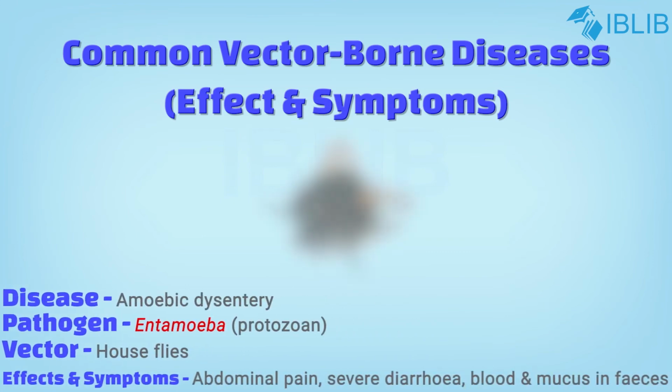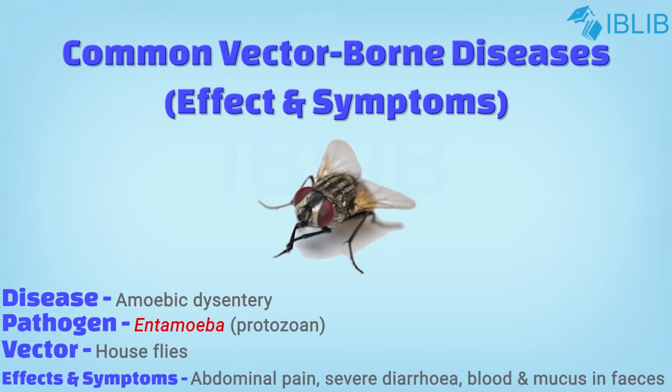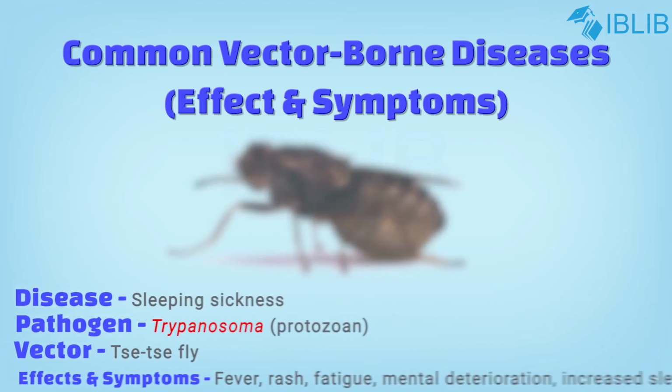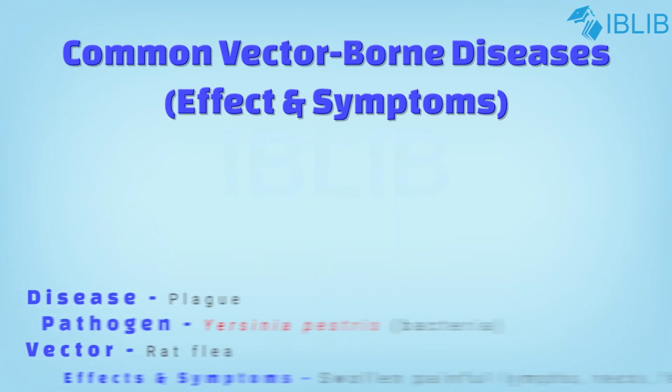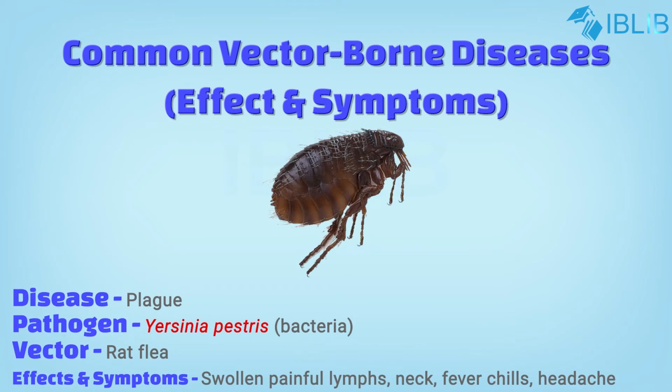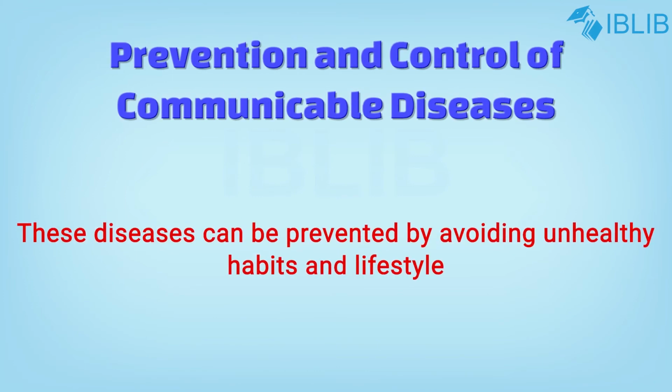Amoebic dysentery. It is caused by Entamoeba. The vector is housefly. The symptoms are abdominal pain, severe diarrhea, blood and mucus in feces. Sleeping sickness. It is caused by trypanosoma. The vector is tsetse fly and the symptoms are fever, rash, fatigue and increased sleep. Plague. It is caused by Yersinia pestis. The vector is rat flea and the symptoms are swollen painful lymph nodes in groins, neck or armpits, sudden fever and chills and headache.